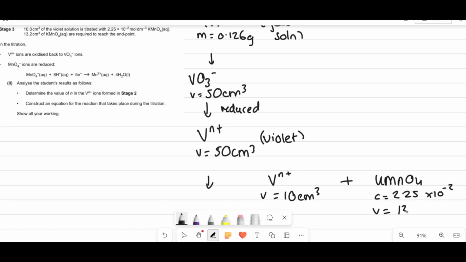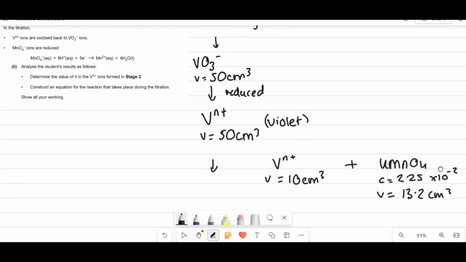So 13.2. Another thing I see commonly is that it says the mean titer. So it might not tell you who it is. It might just say, this was the mean titer, right? And then people just jump straight to thinking, okay, it's got to be this one without any logic. Need to do this, and then never screw it up. Cool. So we now know that the volume of this is 13.2 centimeters cubed.